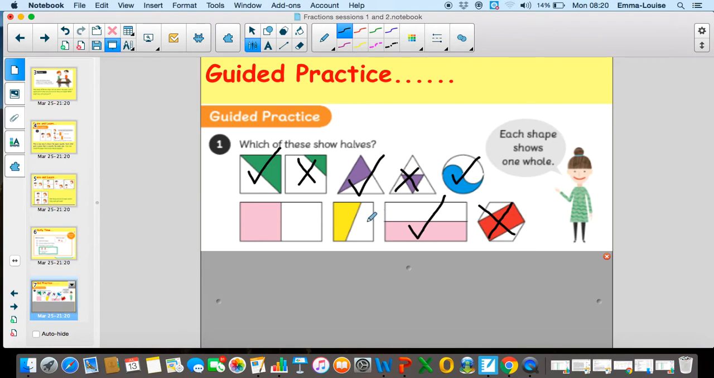What about this one? This is a tricky one. That line has not been drawn straight down the middle. It's at a slight angle, but I can see there's a very short side there and a very short side here. And then they both have a slightly longer side. And I know that these sides are the same length.